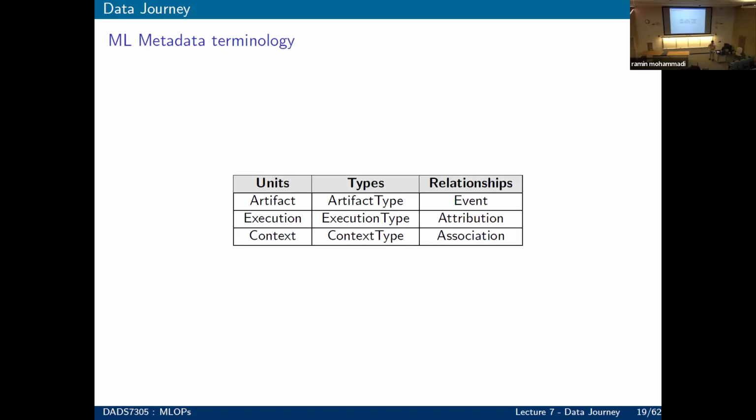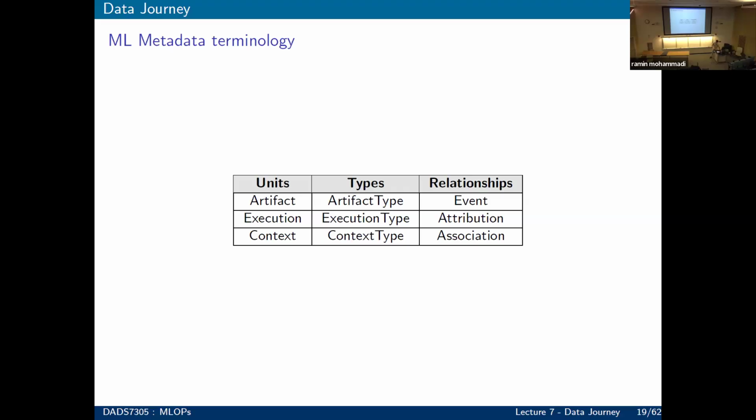When you want to work with MLMD, there are three main concepts that you need to learn: artifacts, executions, and contexts. If you are an ML engineer, you will work with these three. Just take that: artifact, execution, context. Then you normally have these data types: artifact type, execution type, context type. Then there is something called relationship. We're going to break this down. The relationships are called event, attribution, and association.